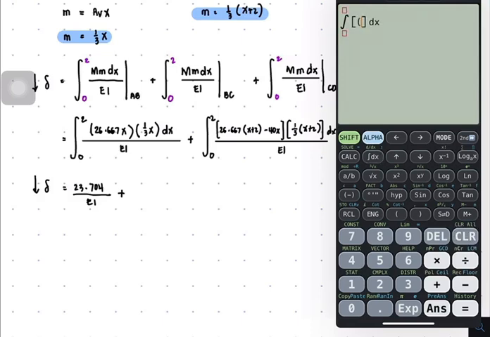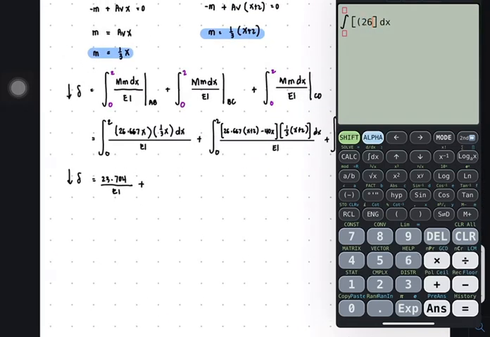Then plus the next integral. So the next integral is 26.667 times x plus 2 minus 40x, and then times 1/3 of x plus 2, and then the limit is from 0 to 2. So it's 77.039 over EI.